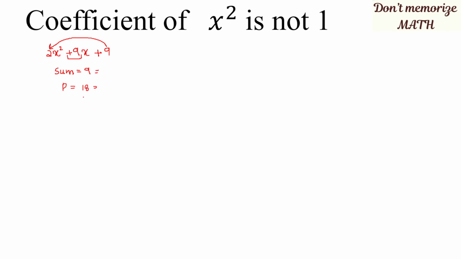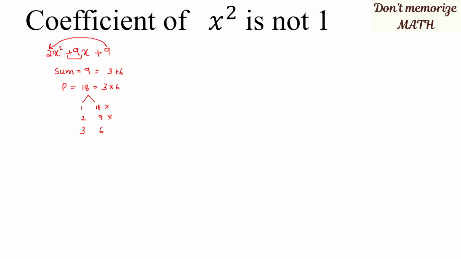Now you can find two numbers. 18, how can you split 18? 1 and 18, we cannot get 9 as sum, no way. 2 and 9, with 2 and 9 you can get 11, but you won't get 9. So this is not the pair. Then 3 and 6, yeah, 3 times 6 is 18. Yeah, 3 plus 6 is 9. So the numbers are 3 and 6.